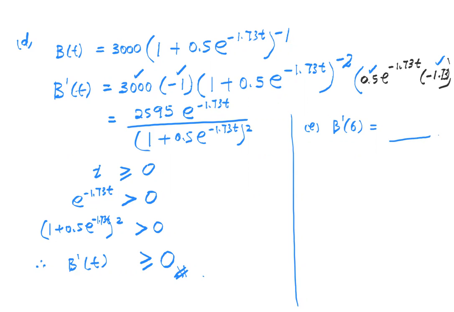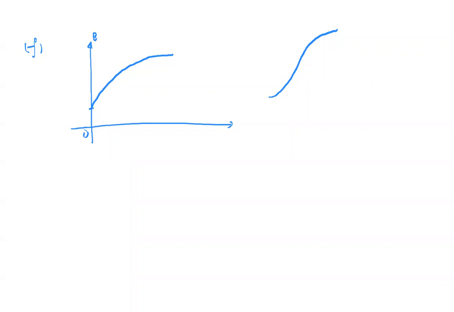Okay. Now I want to quickly go to F. Can I move to F? So for part F, how does the graph look like? Like that? Or is it something like this? No, it goes all the way up. So this is your B of T and this is your T. When you sketch the graph, you have to draw the horizontal asymptote, that is y equal to 3,000. That's it.